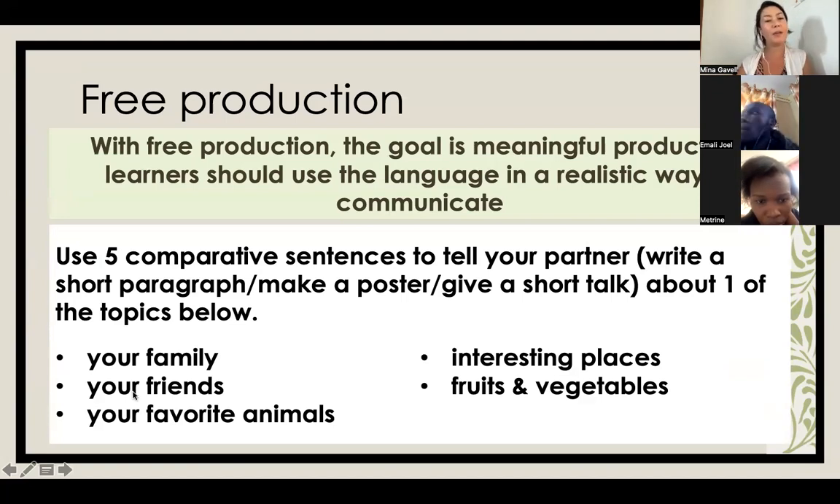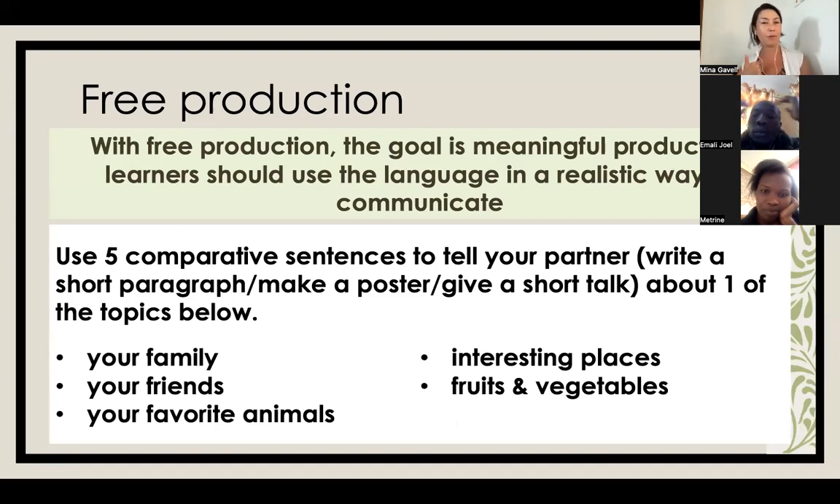Students could talk about their family, friends, animals, places, fruits and vegetables. They get to choose, and then they get to choose who or what they talk about. So if they want to talk about their family, they might say, my sister is younger than my brother. My father is taller than my mother. My mother is more beautiful than my father, whatever they want to say. It's up to them. They're using the target grammar that we've given them, but they have freedom in what they want to say, what they want to communicate, and they can make it meaningful.